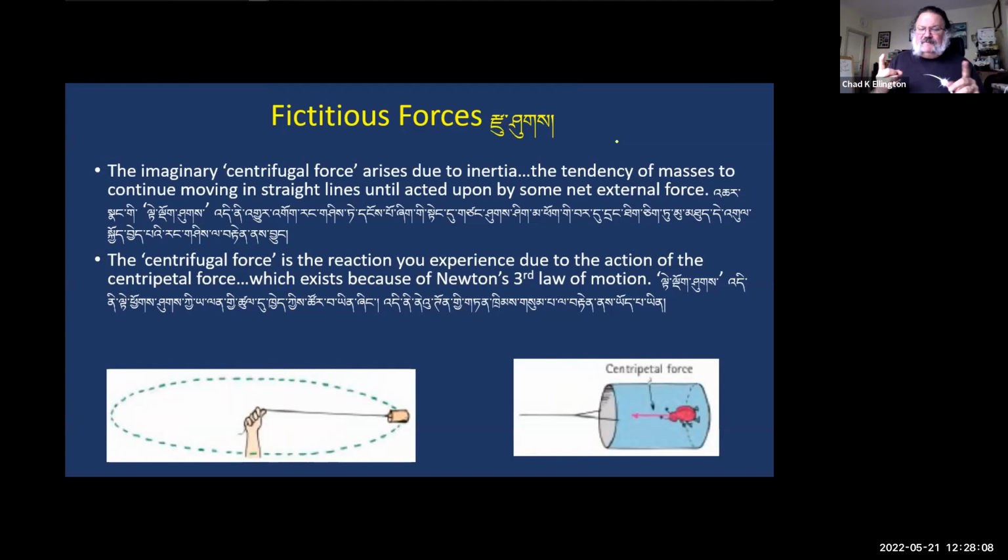It's very easy to get confused about that. Just realize in physics, it's only centripetal forces.